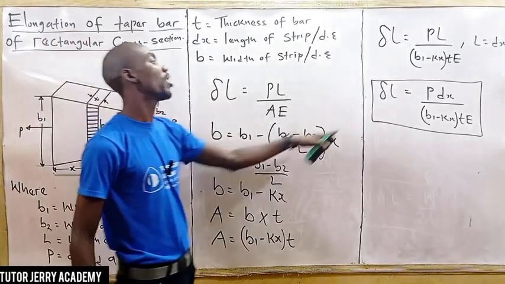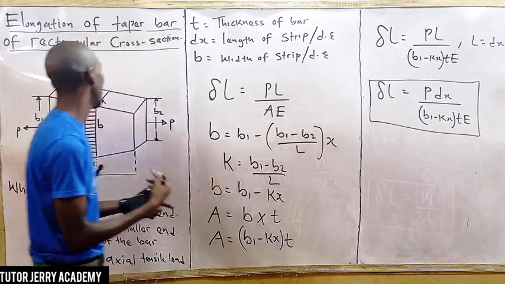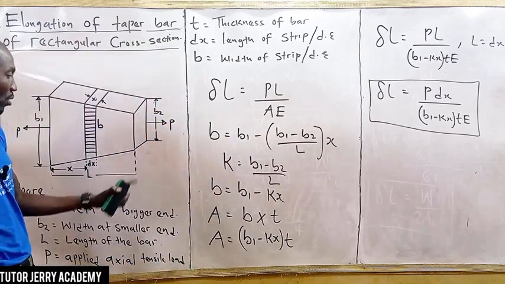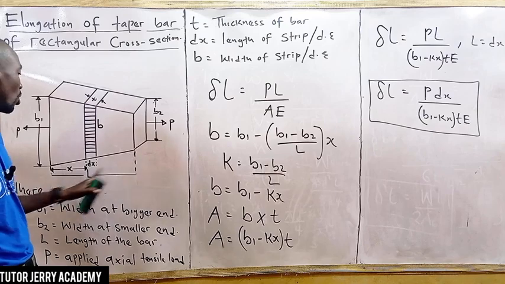All right. So now we are going to integrate this so that we can get the total deformation, that is the total elongation of this bar. I'm going to move from the bottom to the top. This will integrate from 0 towards L.